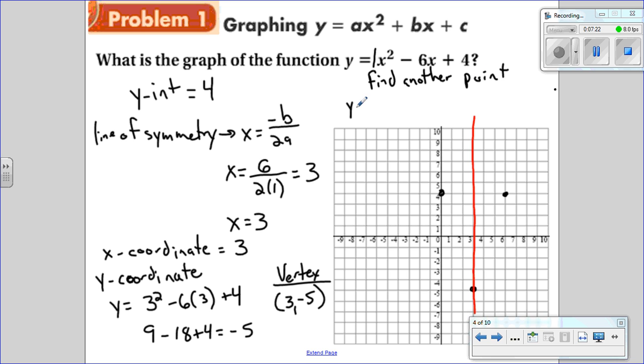And so that would be y equals 1 squared minus 6 times 1 plus 4. 1 squared is 1 minus 6. That's negative 5 plus 4 is negative 1. So we have 1, negative 1 is another point. That's 2 away. So if I create a mirror image, here's another point. And now you have a little bit better graph.